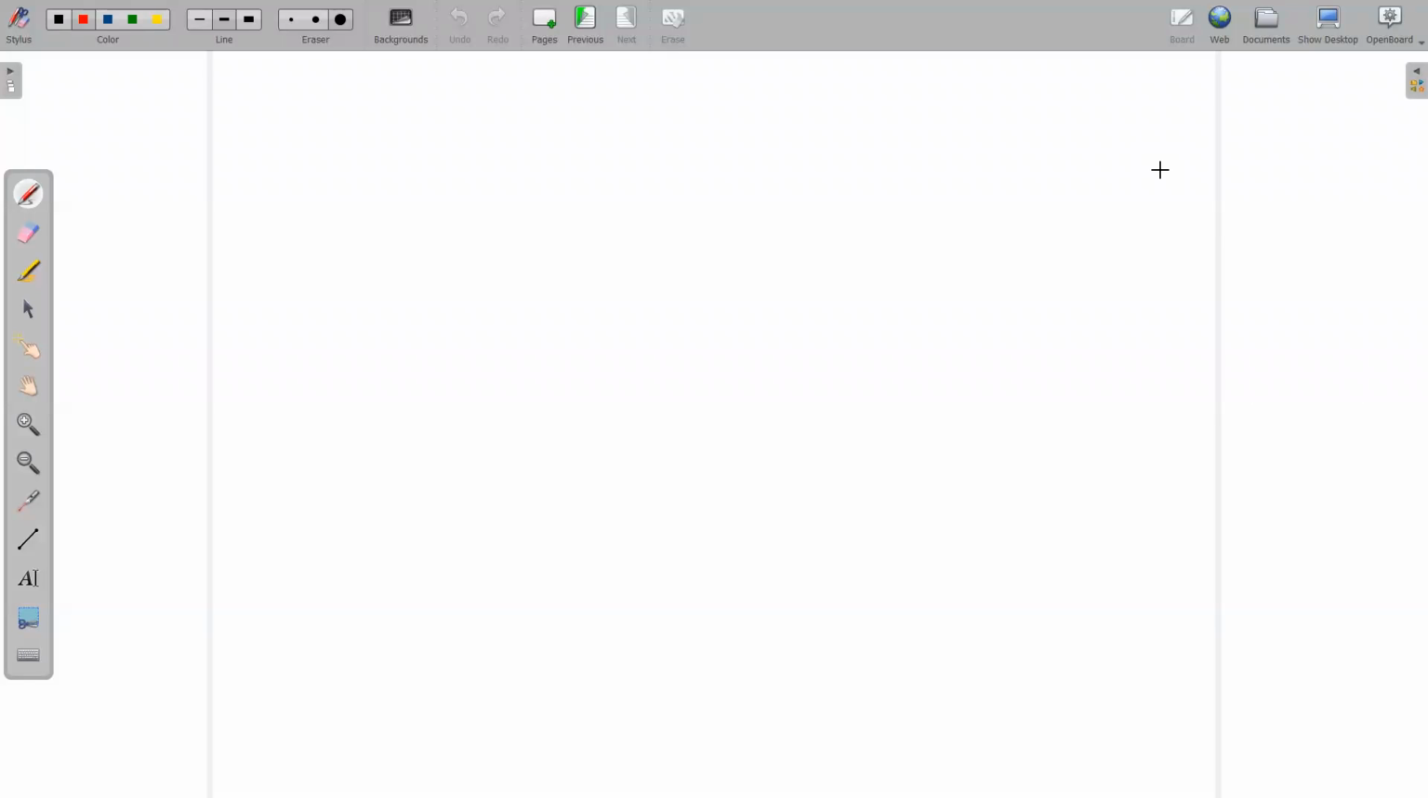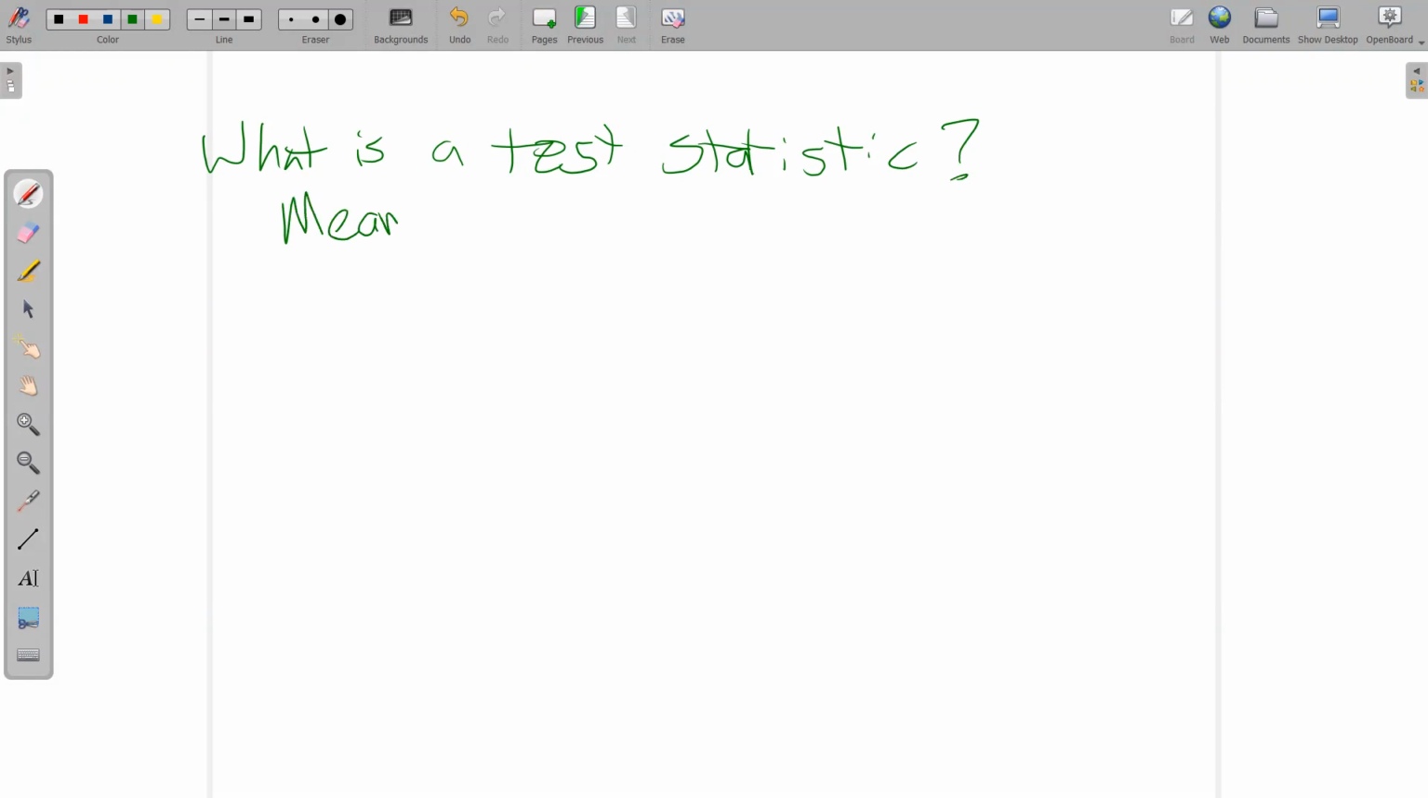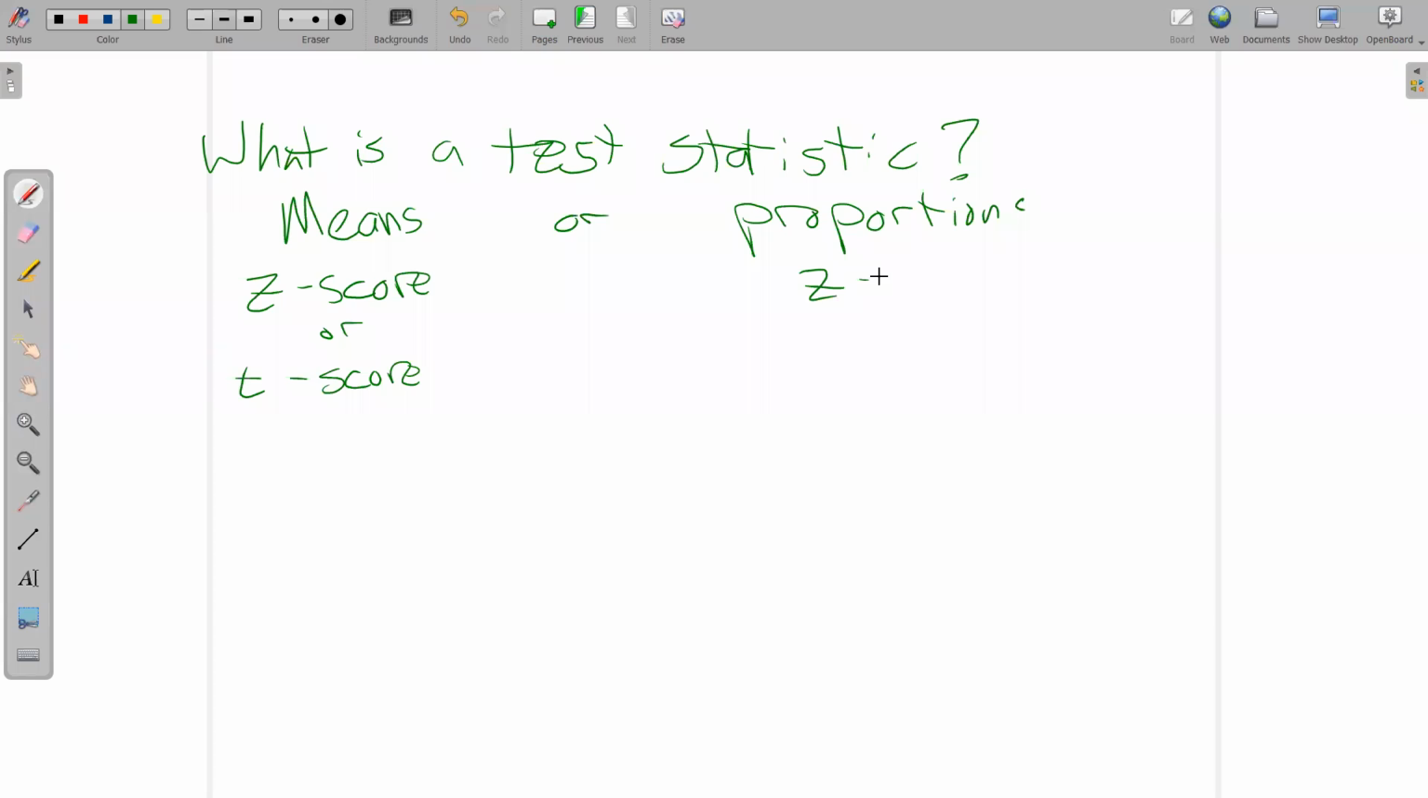Yes. All right, so the question up in front of us now is, what is a test statistic? For our purposes, since we're only doing means and proportions, for a mean, the test statistic is a z-score or a t-score. And it's based on the sample. For a proportion, it's a z-score. And all of these are based on the sample.